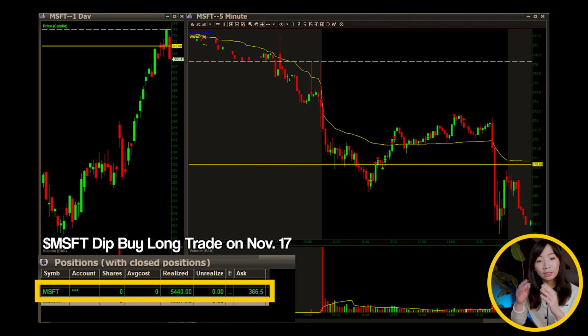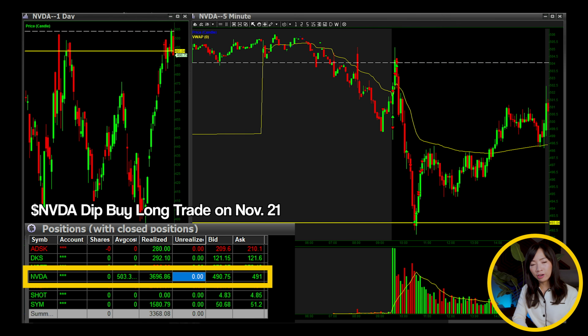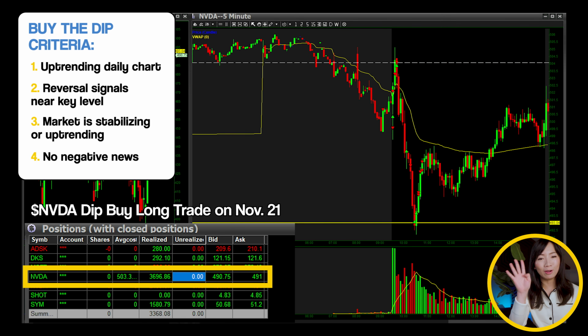As you can see, this very simple buy the dip strategy can be very profitable and repeatable day after day if you can truly master it and learn the 4 criteria we talked about earlier. In just the last 2 weeks, I've traded this particular setup many, many times on expensive stocks to very cheap stocks.